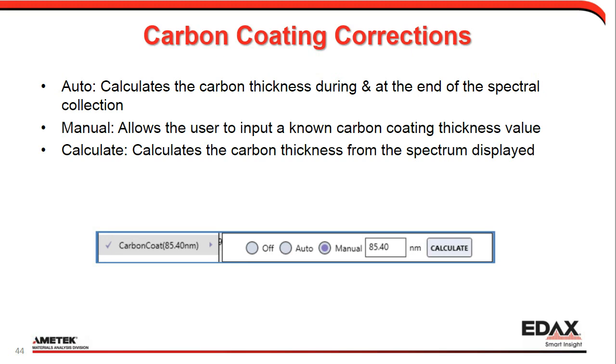A tricky situation is when you need to analyze a sample that contains carbon, and you need to know the thickness of the carbon coating. In this case, you can carbon coat this sample and a sample without carbon together. Then you collect the spectrum from the sample without carbon and click the Calculate button to calculate the carbon coating thickness. The same thickness can be applied to the sample that contains carbon. So when you analyze the sample with carbon, you can use this method to figure out the carbon coating thickness and manually type in the thickness in the box.